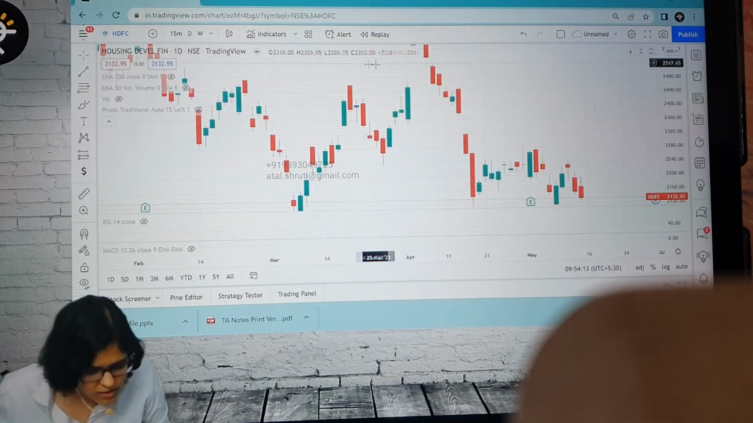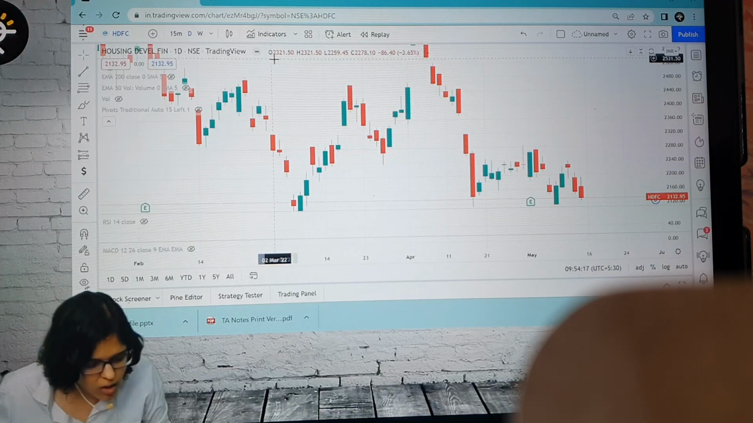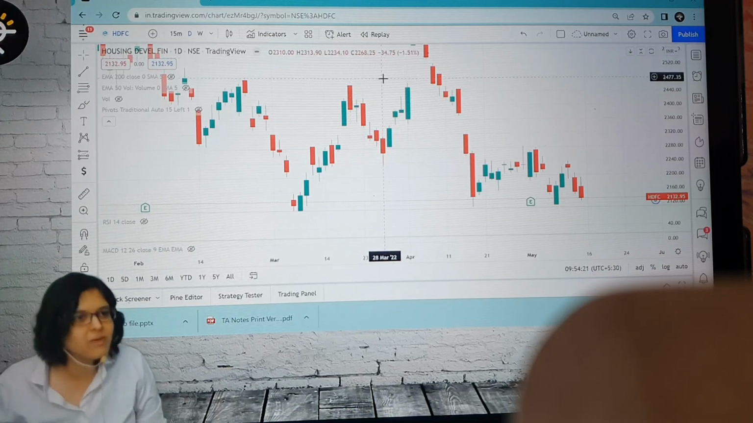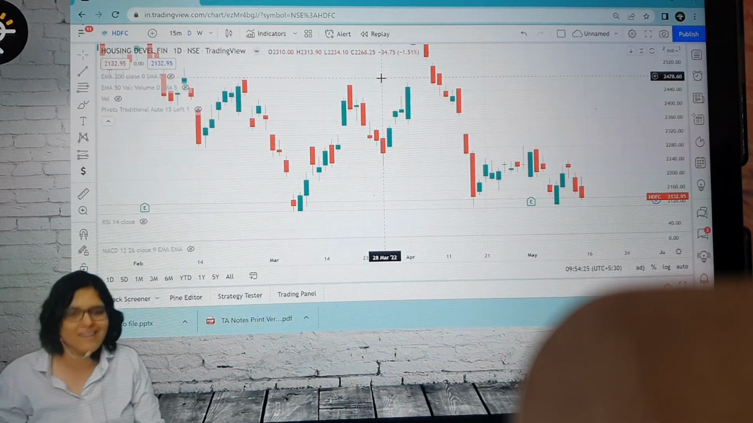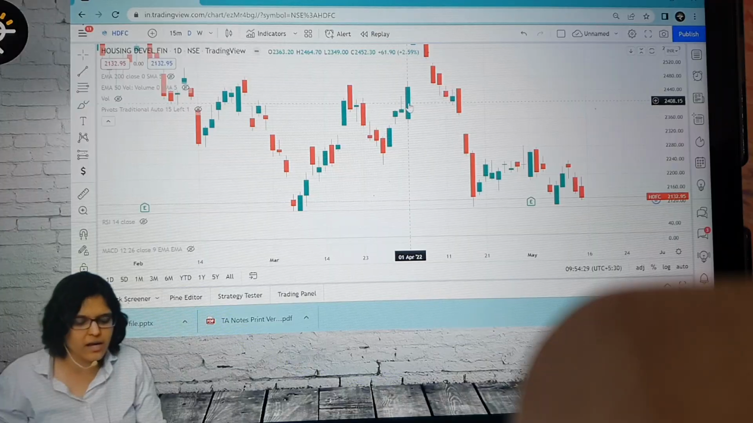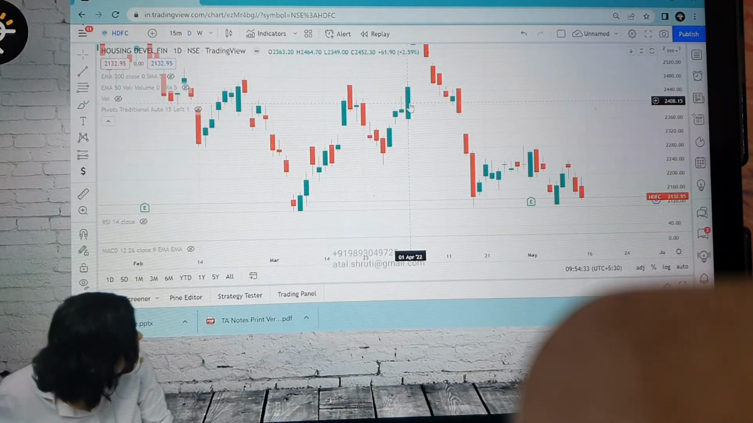Where do you have to look? Here. Now can you see it? What can you see here? O, H, L, C. Simple, we need not even calculate. Ready-made, available. So if I want the data for this candle, I'll just take the cursor to the candle here. Is it readable?